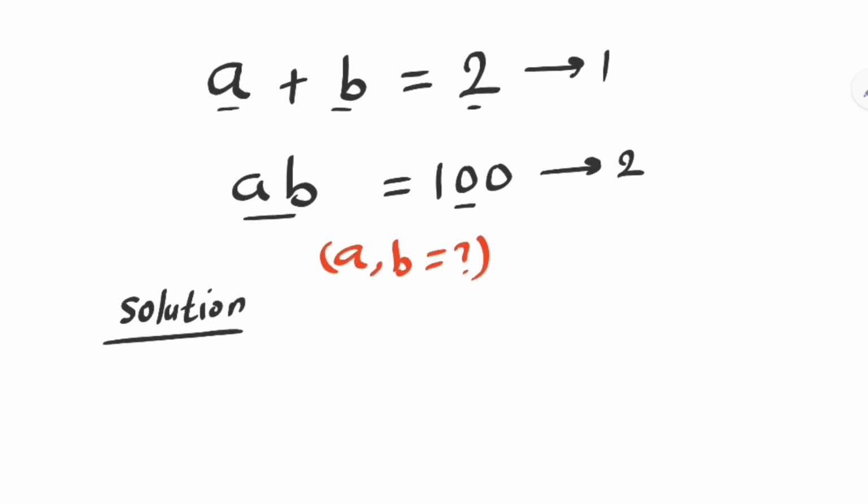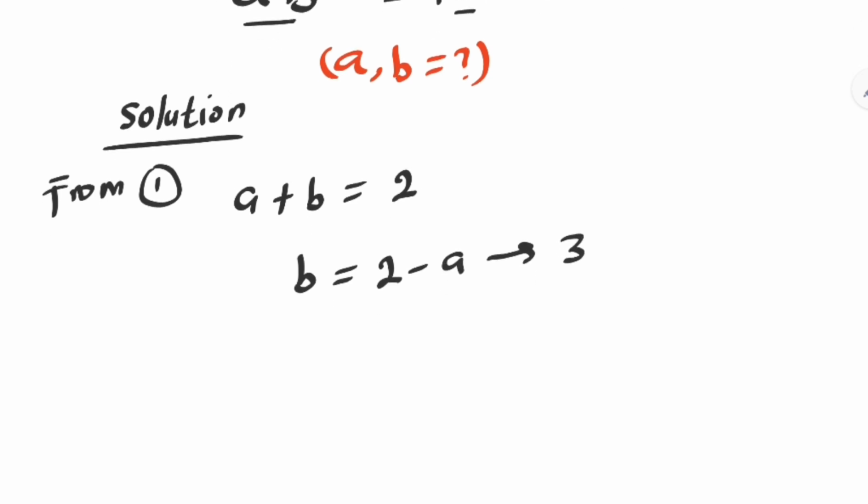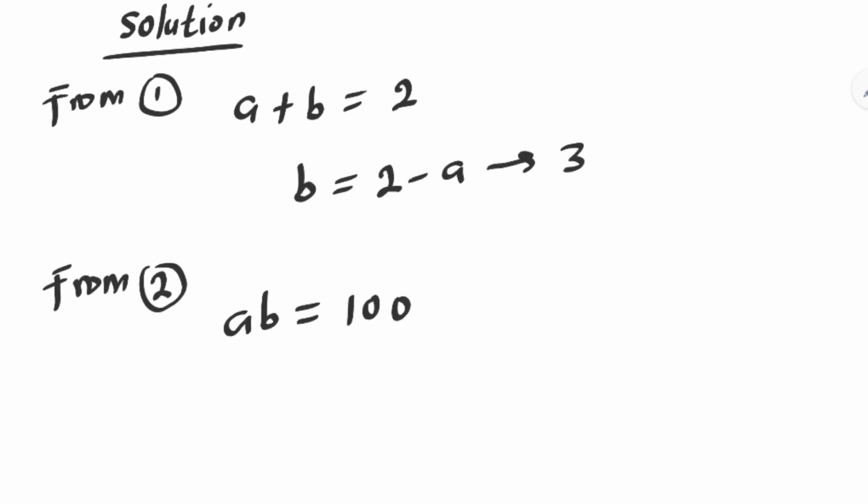Now from equation 1, a plus b is equal to 2. Let us make b the subject of the formula. b is equal to 2 minus a. Let us call this equation 3. Also from equation 2, ab is equal to 100. Now let us substitute for b.